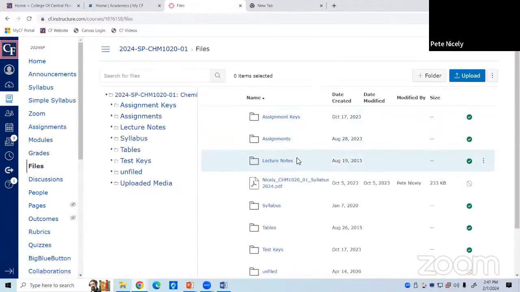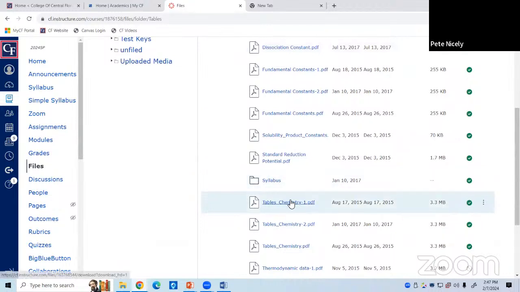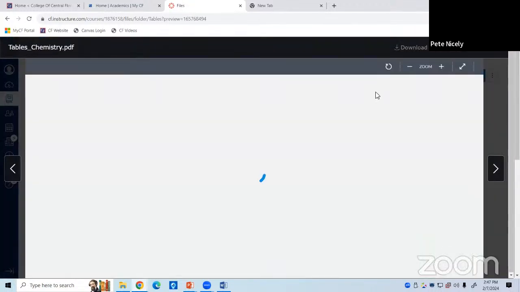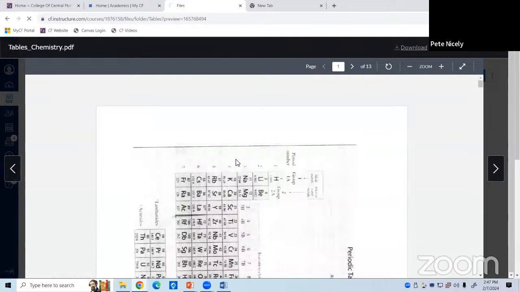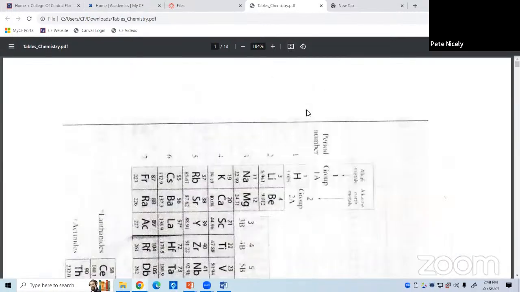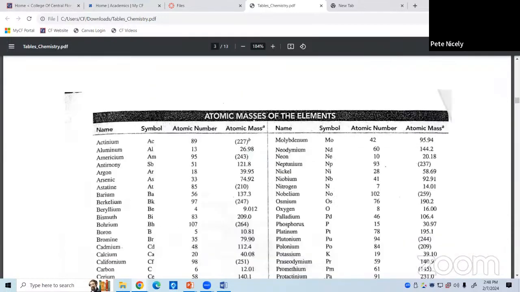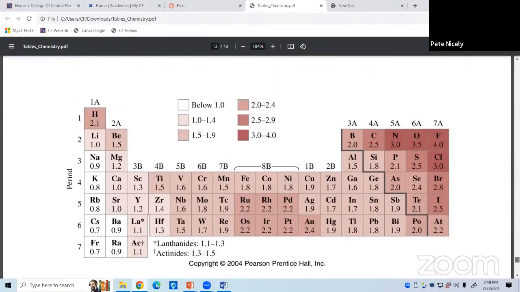Okay, so I'm going back to tables here again. And I'm going to go to tables chemistry. And there, I think this is the last page in this document. So let me just scroll all the way down. Okay, so he came up with a 4-point scale.